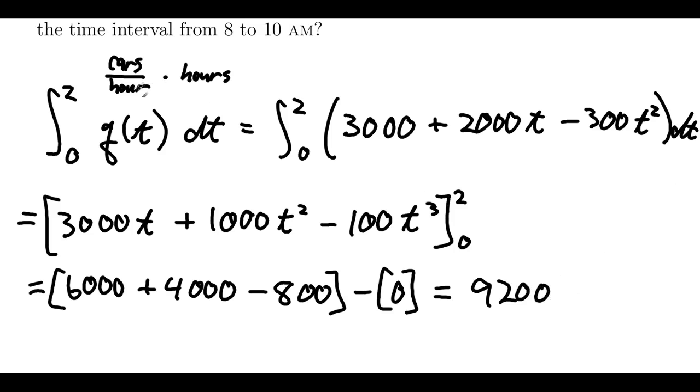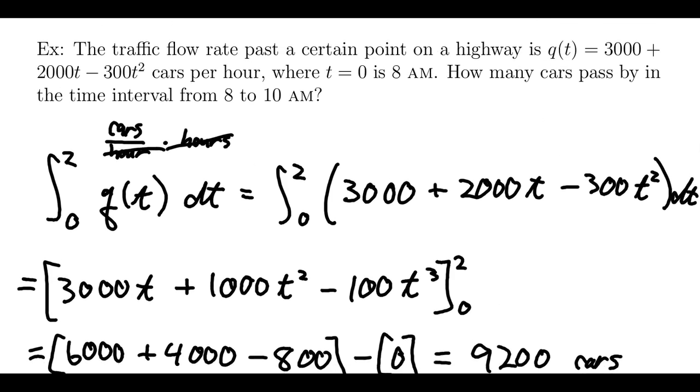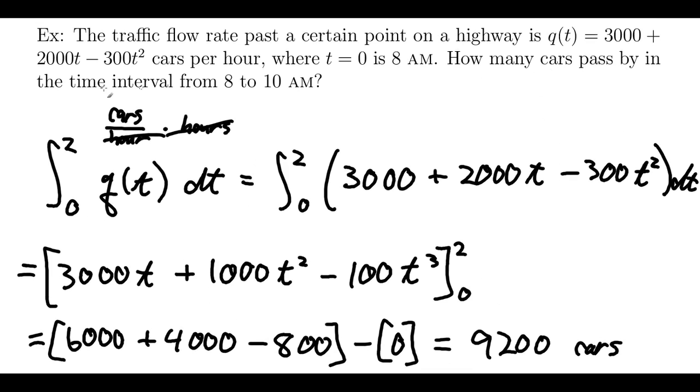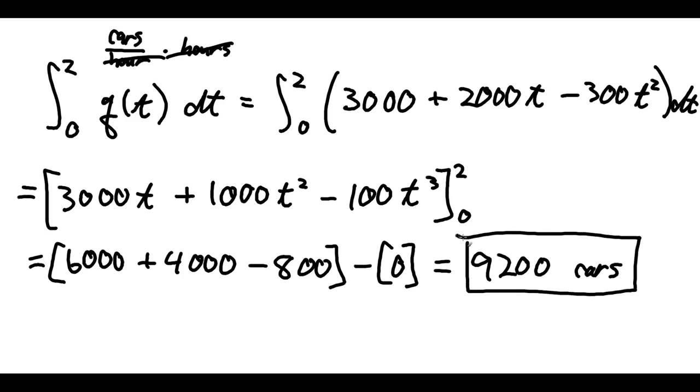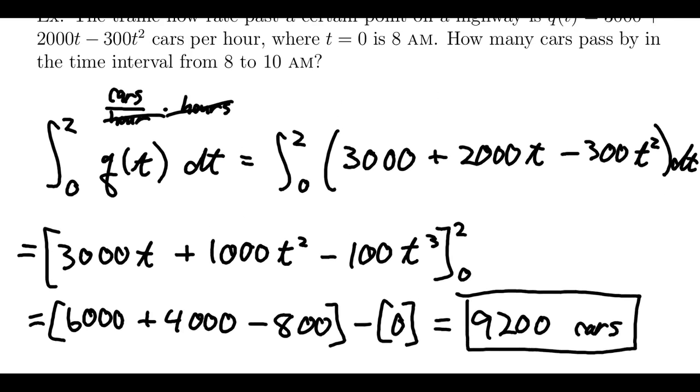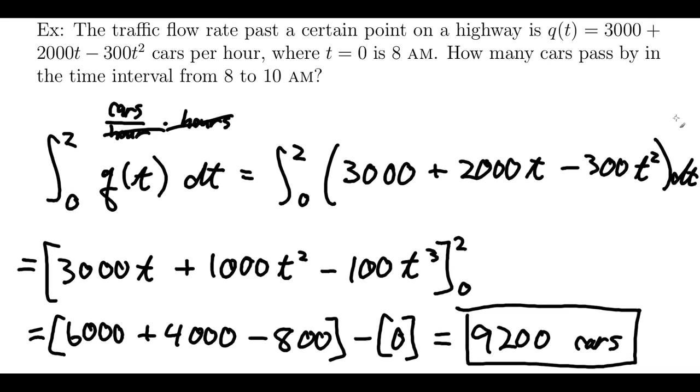And what should this be? Well, this should be cars, right? The hour is canceled. This should give us cars. 9,200 cars. Let's see if that makes sense. We're asked how many cars pass by in the time interval from 8 to 10 a.m. That sounds good. 9,200 cars pass by in that particular time interval. So there we go.